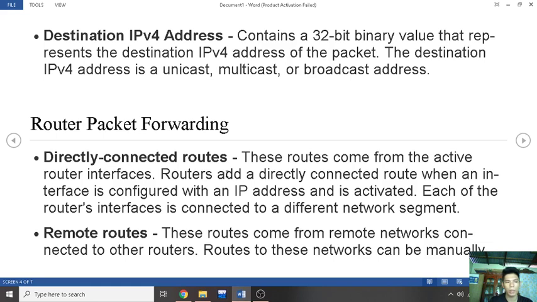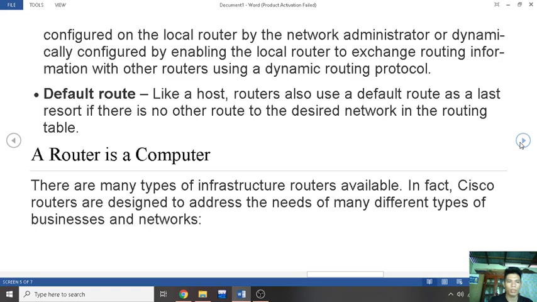These networks can be configured manually. Then the default route: the router uses the default route as a last resort when there is no other route to the destination network in the routing table.